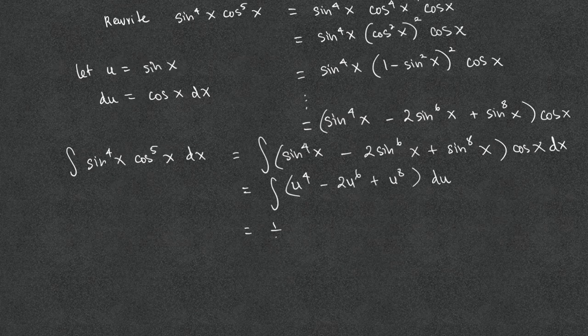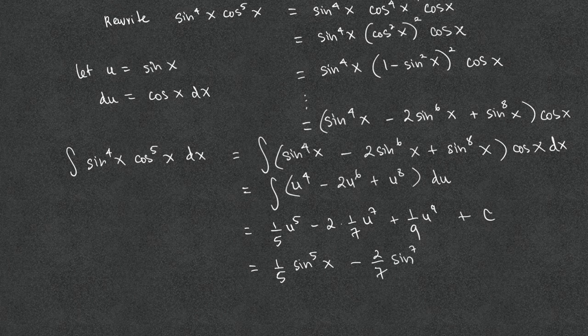The antiderivative is therefore 1/5 u to the 5th minus 2 times 1/7 u to the 7th plus 1/9 u to the 9th power plus c. But u is sine of x, so the answer is 1/5 sine to the 5th x minus 2/7 sine to the 7th x plus 1/9 sine to the 9th x plus c.